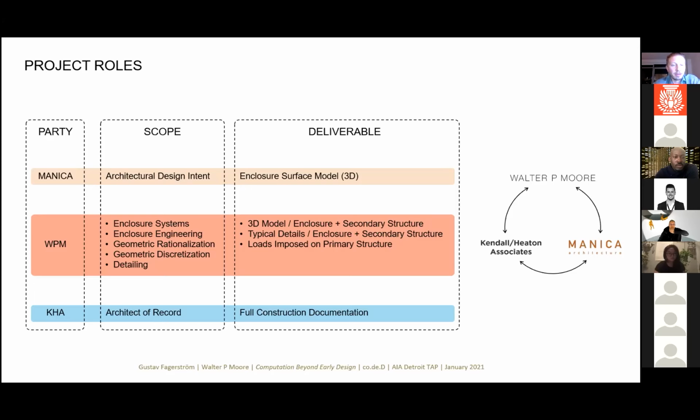So I'll get to all of that, and specifically this will be about the piece that has to do with geometric rationalization and discretization, and also a fair bit about the quirks of how this product was delivered because of a series of different factors, really.